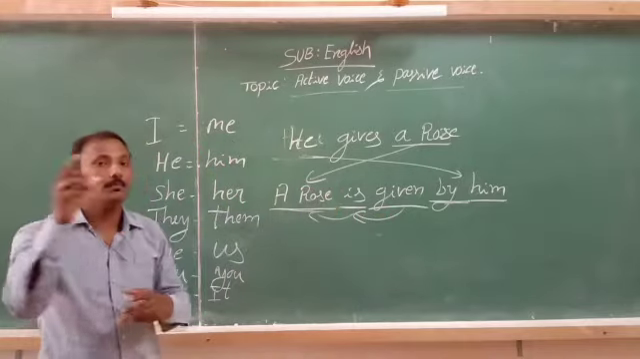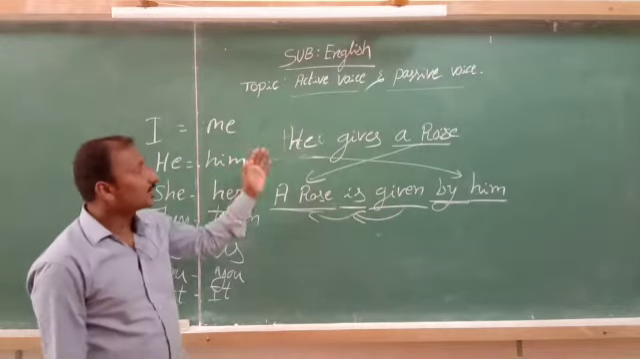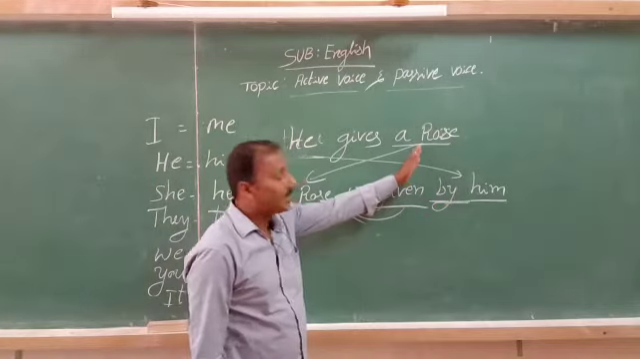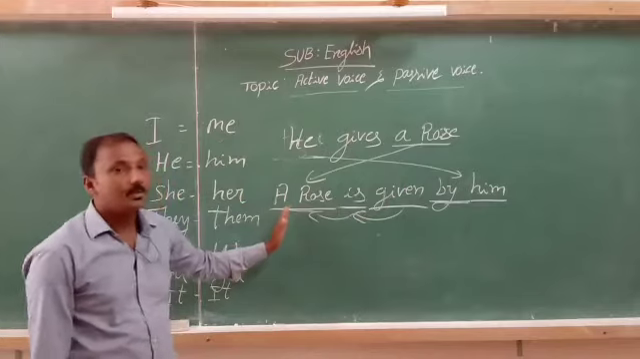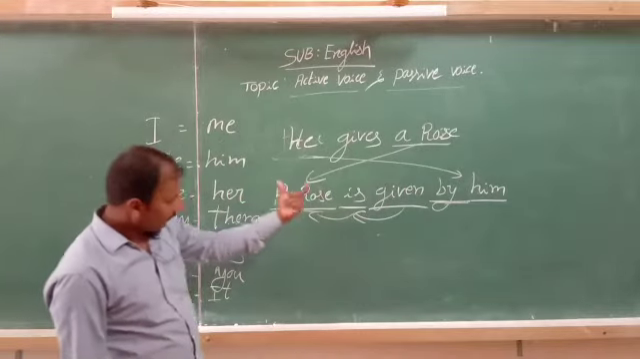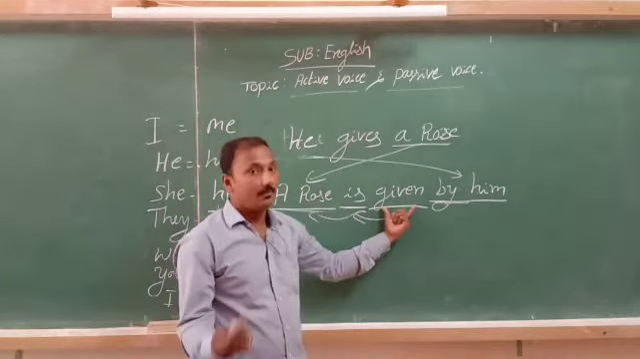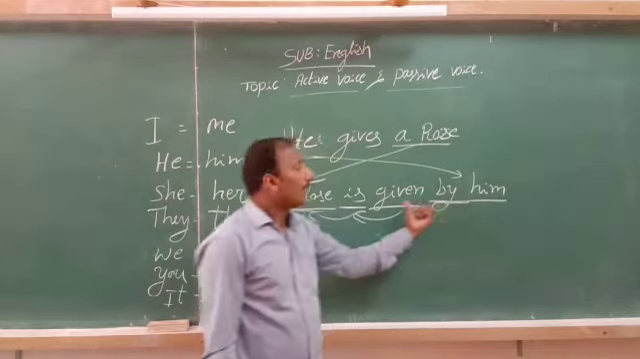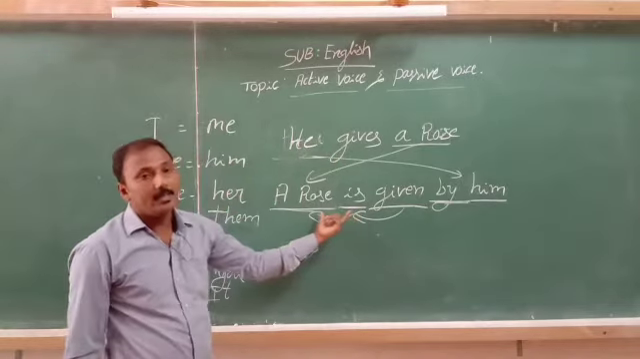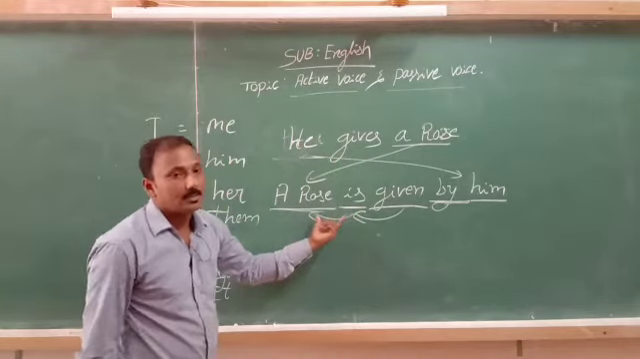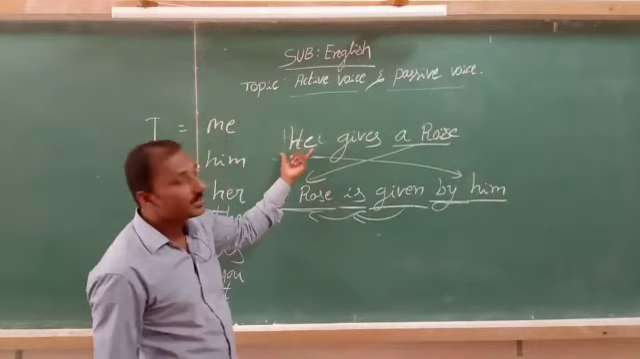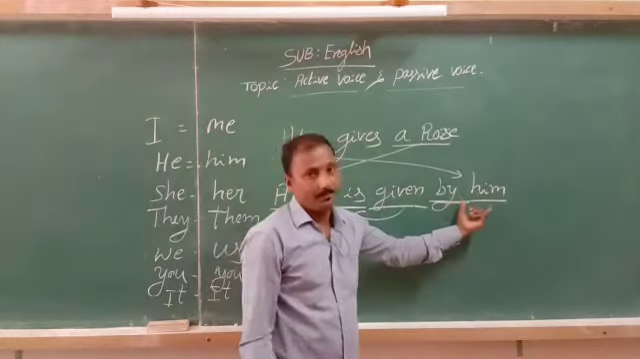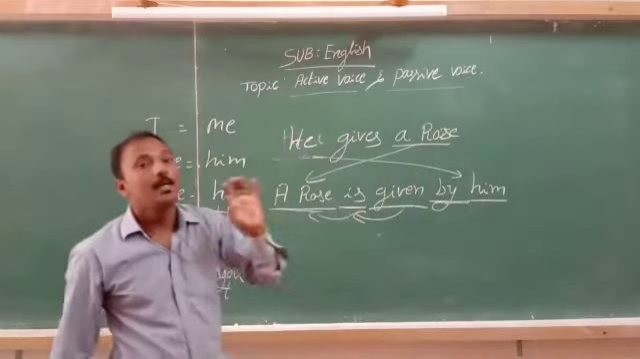Then come to the overall rules again. The subject in the active voice becomes the object in the passive voice, and the object in the active voice becomes the subject in the passive voice. Then the main verb appears in the third form or past participle form, and we use the passive agent by. And the auxiliary verb is added with suitable changes. And then the case of pronoun, suitable changes have to be made. That is the five steps.